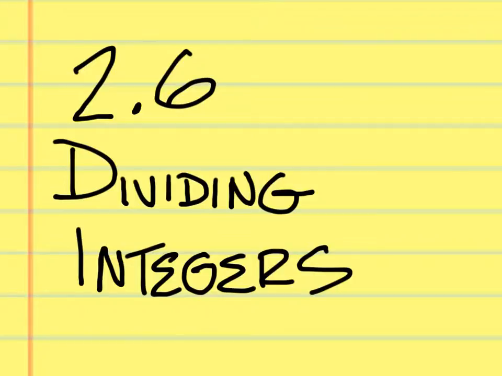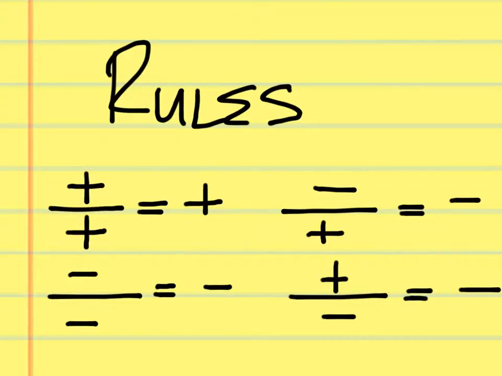Dividing integers. Here are the rules for dividing integers. If the signs are the same, then the answer is going to be positive. If the signs are different, then the sign is going to be negative. Positive divided by positive is positive. Negative divided by negative is positive. Negative divided by positive is negative. Positive divided by negative is negative.